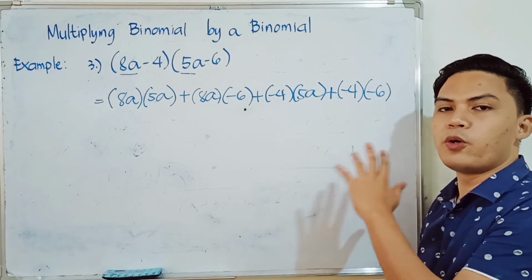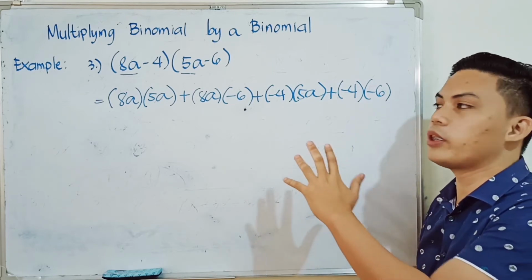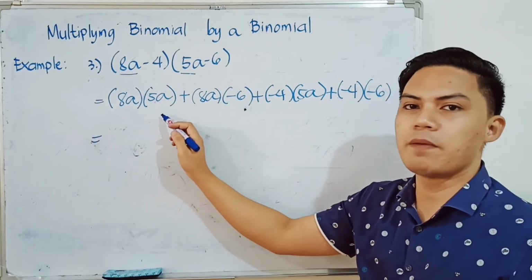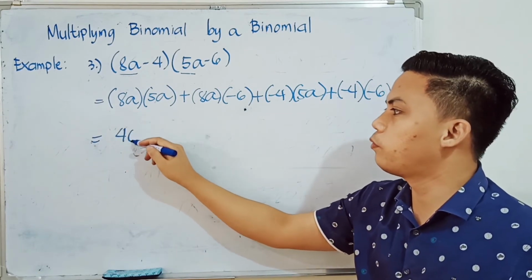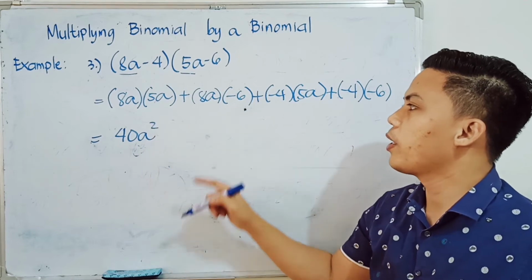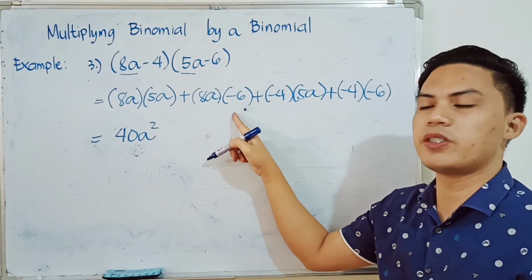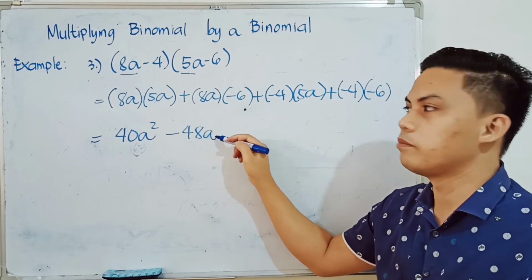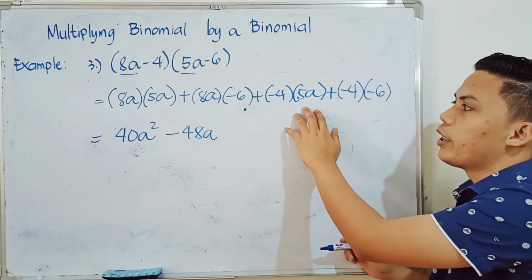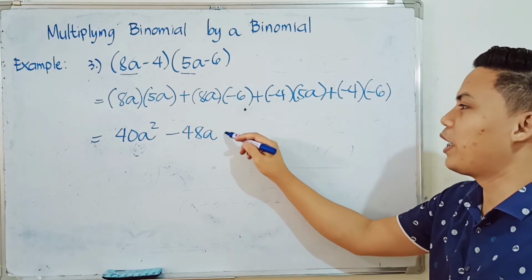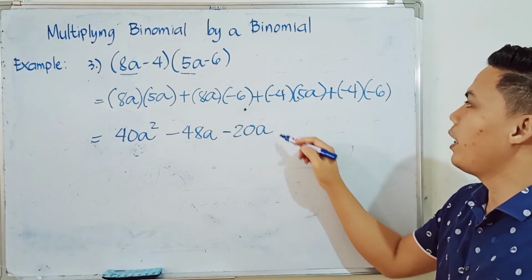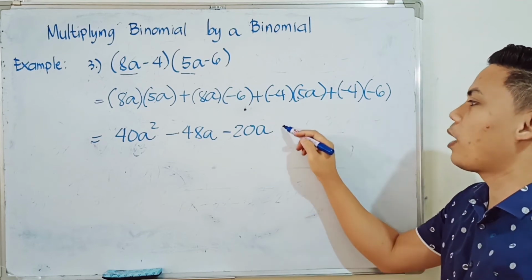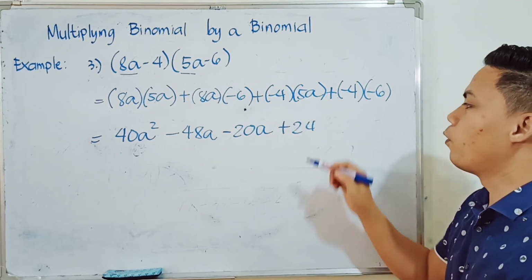After this one, we're going to get the product of each pair. So, 8a times 5a, that would be equal to 40a squared. 8a times negative 6, it will become negative 48a. And negative 4 times 5a, it will become negative 20a. Then lastly, we have negative 4 times negative 6, it will become positive 24.